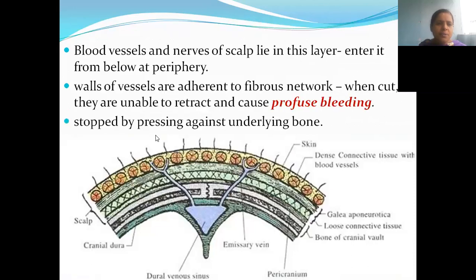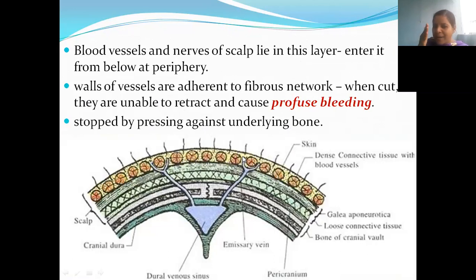Then we will see a lot of blood vessels and nerves of the scalp lie in this second layer, and they enter it from below to the periphery. We will see this. Can you see blood vessels in this second layer? That is the connective tissue. So the walls, that means the tunica adventitia of the blood vessels, are adherent to this surrounding fibrous tissue.